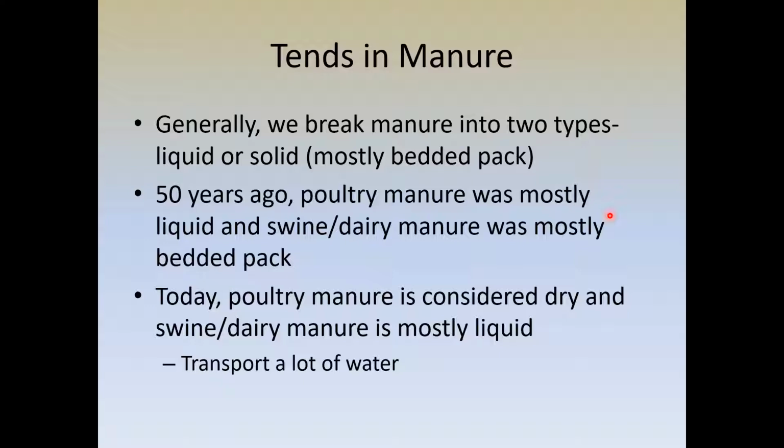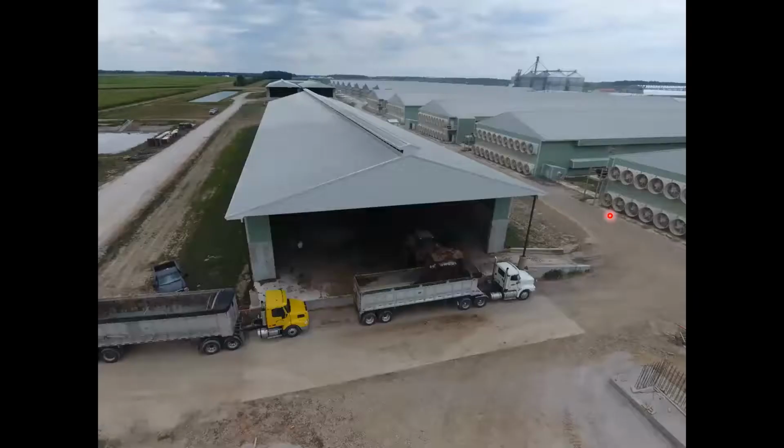And when manure is in liquid form, there's some pros and cons, but one of the big cons is you transport a lot of water. If manure is more solid, you're not transporting water, you're transporting nutrients.